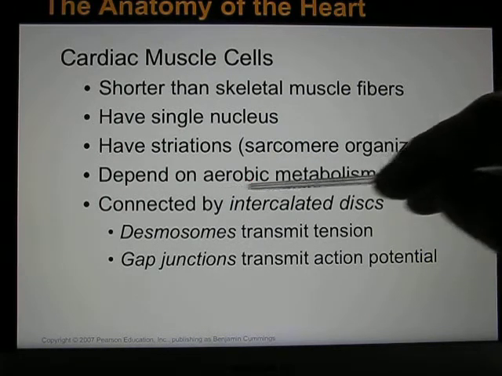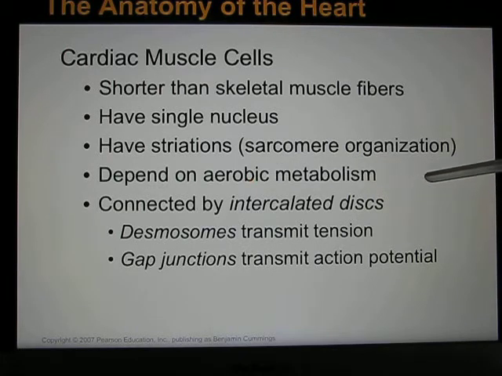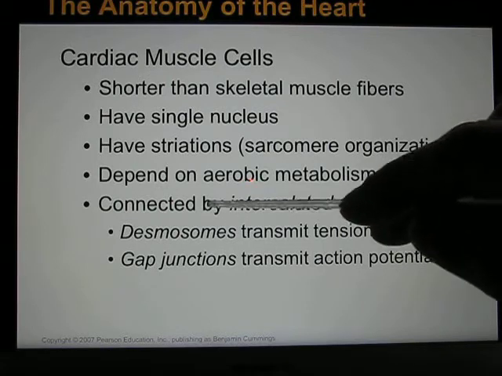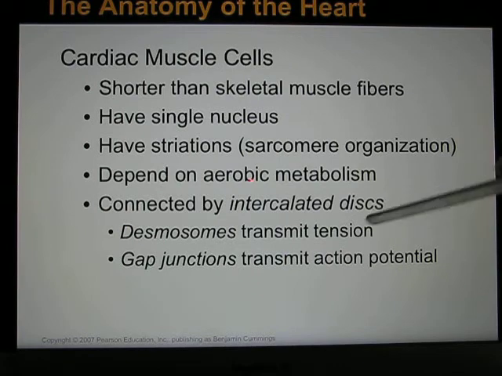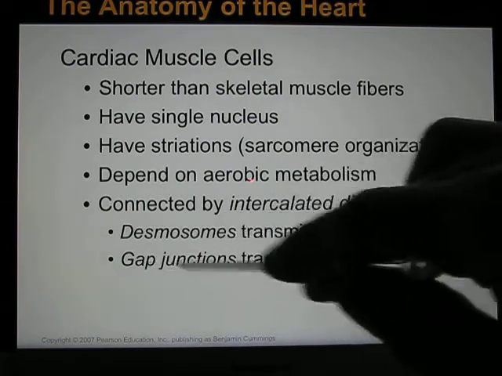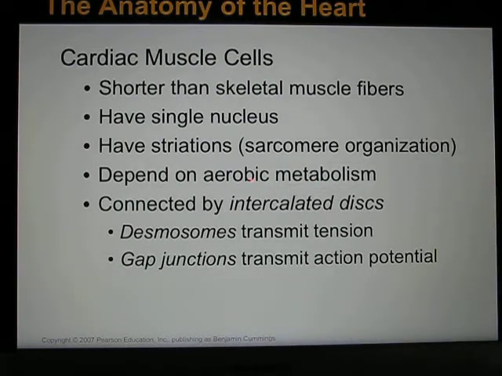They use the aerobic metabolism. They require a lot of oxygen, and if you stop the oxygen flow, they will start to die in 3 minutes. That's a heart attack. And the heart muscle is connected together through the intercalated disc. Under the intercalated disc, they have desmosome and gap junction. We talked about these 2 junctions in the epithelium tissue. They glue the cells together in the skin.